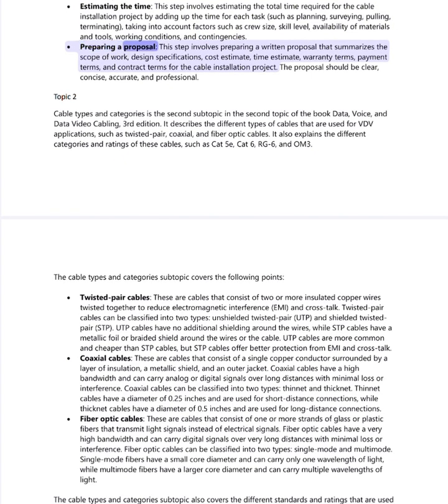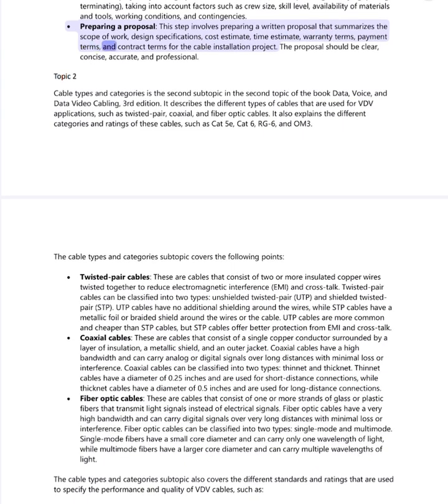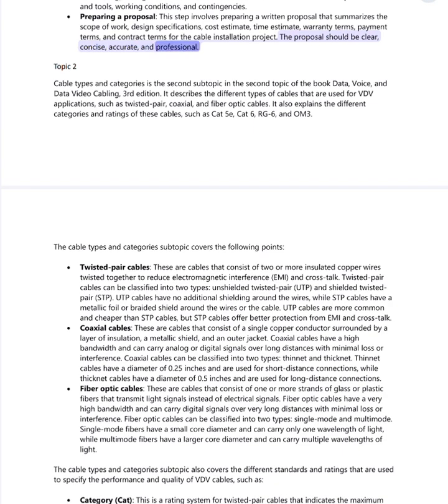Preparing a proposal. This step involves preparing a written proposal that summarizes the scope of work, design specifications, cost estimate, time estimate, warranty terms, payment terms, and contract terms for the cable installation project. The proposal should be clear, concise, accurate, and professional.